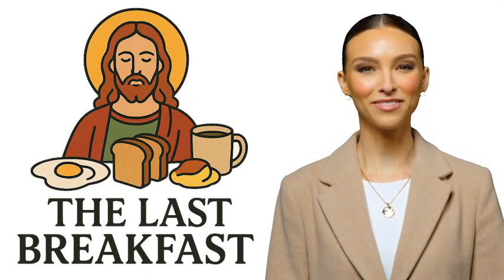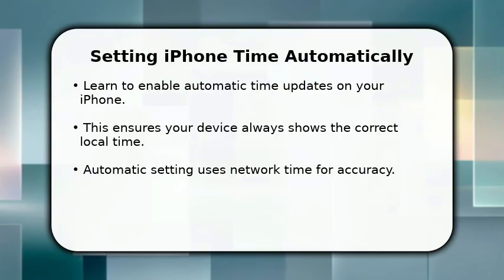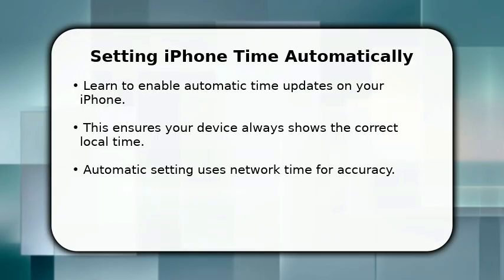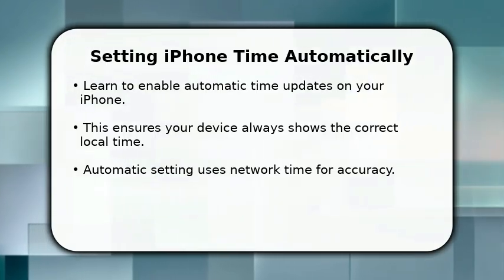Please enjoy the video. In this video, I will explain how to set up the time on iPhone. First, open your iPhone Settings app. Scroll down and tap on General, then select Date and Time.